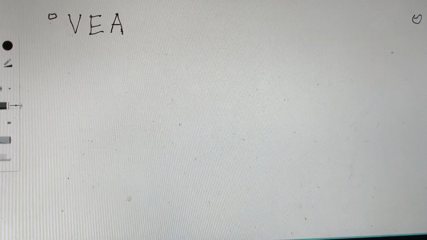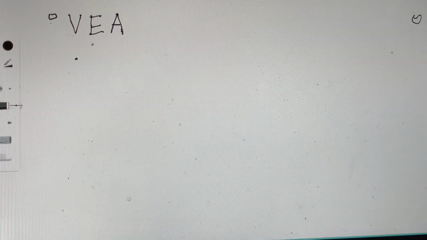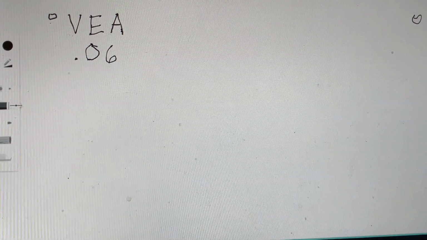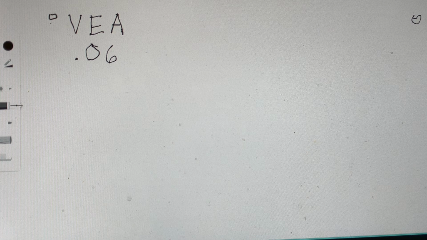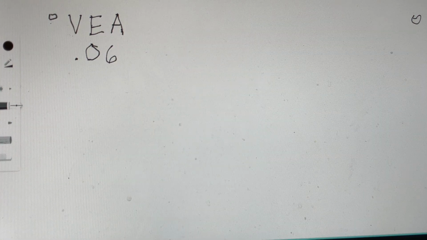So VEA expense ratio is about 0.06. So it's not as cheap as VTI, but it's pretty close. The difference is negligible. So 0.06 of 1% is still pretty cheap expense ratio as far as any ETF or mutual fund.